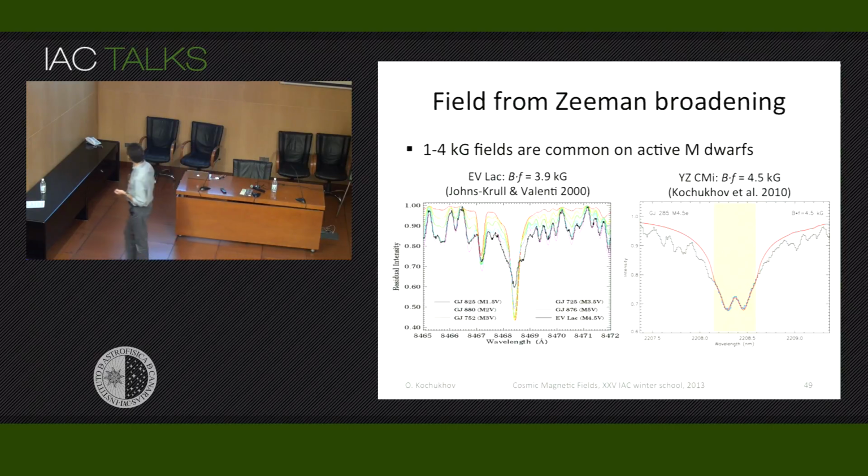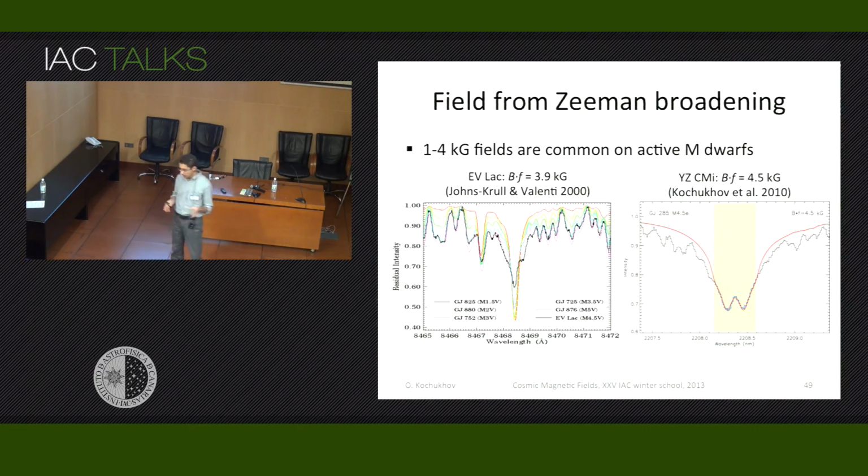But nevertheless, these authors managed to measure the magnetic field of this star, the average magnetic field, which for these stars is expressed as a product of B times f. f is the filling factor, and B is the magnetic field strength. It's roughly 4 kilogauss to explain this spectrum. What filling factor means is the fraction of the surface covered with this field strength.